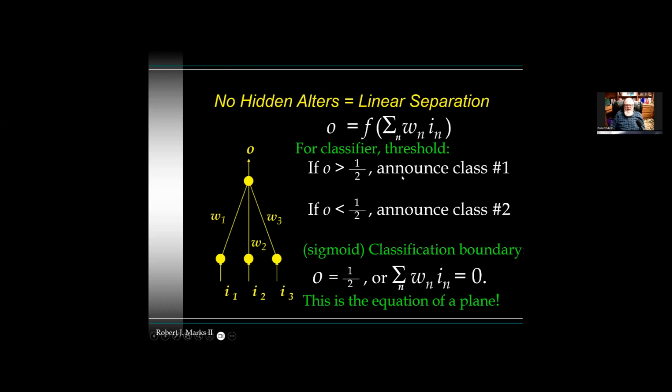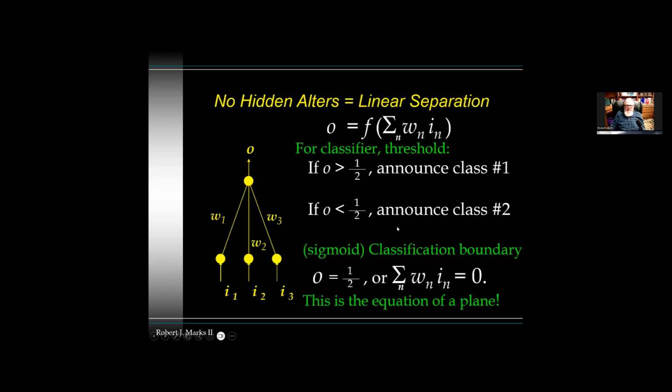If the output is greater than a half, we're going to announce class 1, like it's a Mark or not a Mark. If the output is less than a half, we're going to say it's class 2. Is that okay? So we're going to take the output and make it a classifier simply by thresholding it, as Hebb originally did.